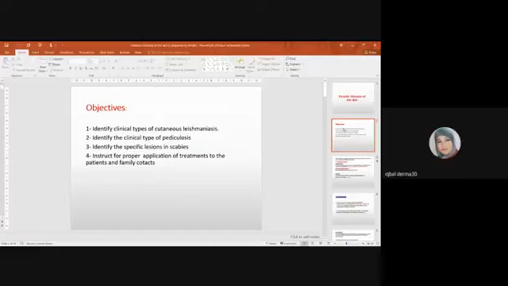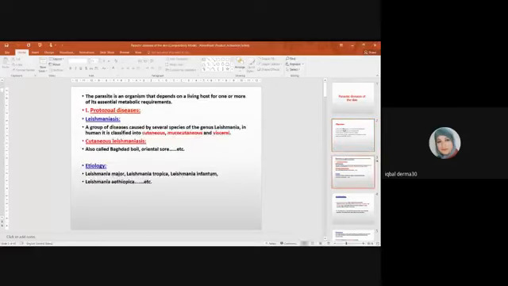The objectives from this lecture: you have to identify the clinical types of cutaneous leishmaniasis and also the clinical types of pediculosis, with other specific lesions in patients with scabies, and instruct the patient for the treatment. So we have three main categories in this lecture: cutaneous leishmaniasis, and also pediculosis and scabies.